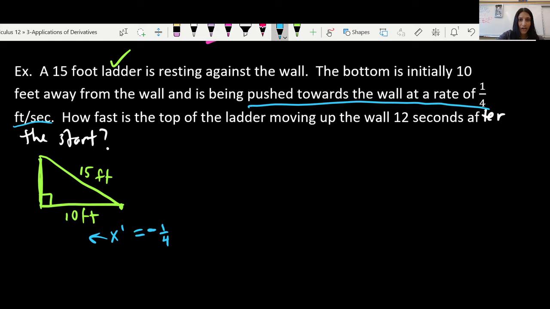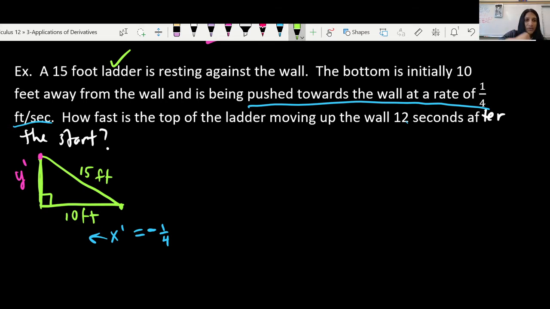Okay, and then how fast is the top of the ladder moving up the wall 12 seconds after the start? So we also have this going on here. How fast is the top of the ladder moving up the wall? That would be like right here. So we're looking for y prime. We're told x prime, we're told the diagonal or the hypotenuse, we're told the bottom. So we can start to work with this information and make sense of what's going on here.